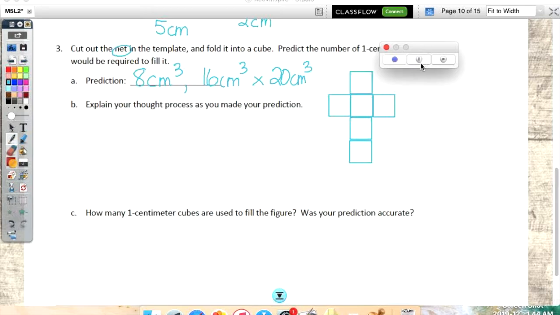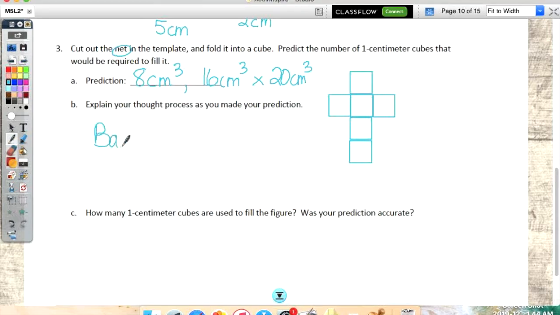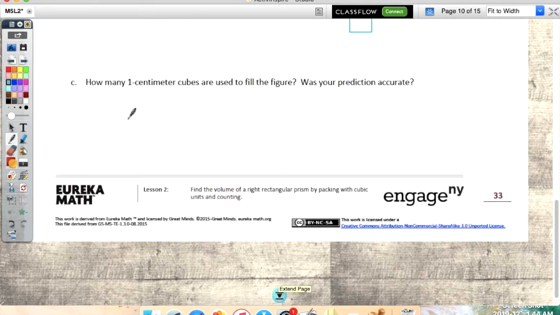Now, our thought process as we made our prediction, did we look at the base and then figure out how tall it was going to be? Yeah. So we took the base times the height, didn't we? Yeah. We did. That was our thought process. So what was the actual answer? 27. 27. What multiplication problem can I use to represent that volume?